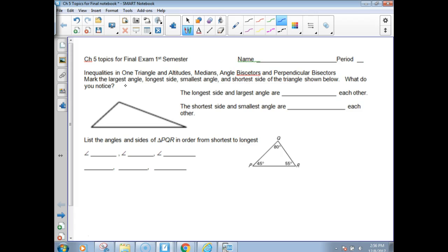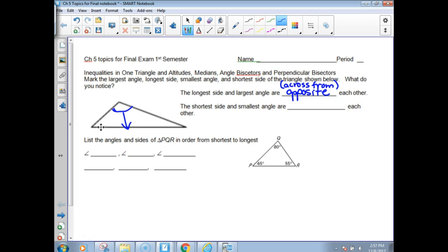In a triangle, where would the longest side be compared to an angle? You see this long side right here? You see, this is an angle. An angle is the space between two sides. This angle is the biggest opening, and this is the biggest side. Does that make some sense? Okay, so the longest side and the largest angle are opposite each other. If you want to put it across from each other, that's fine.